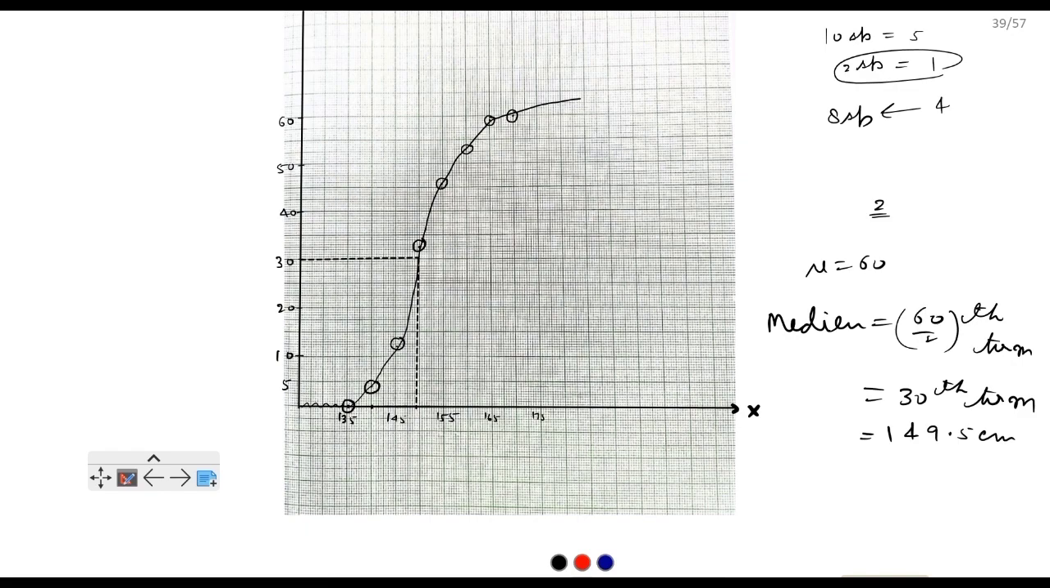In second part we have to calculate lower quartile. That is 60 upon 4th term, 15th term. This is point 15.